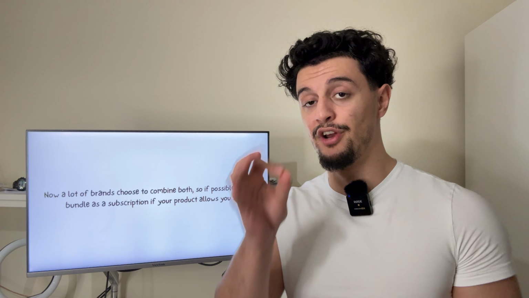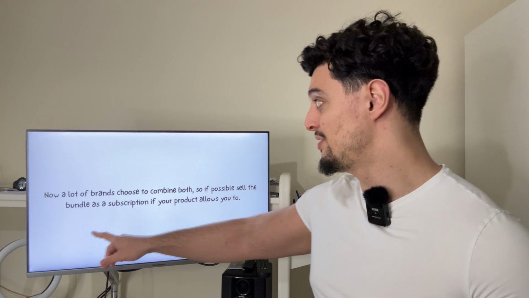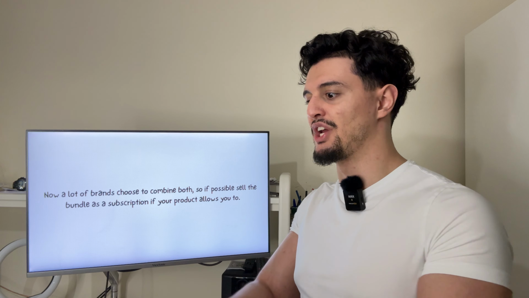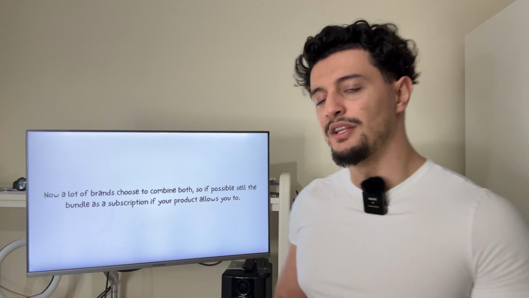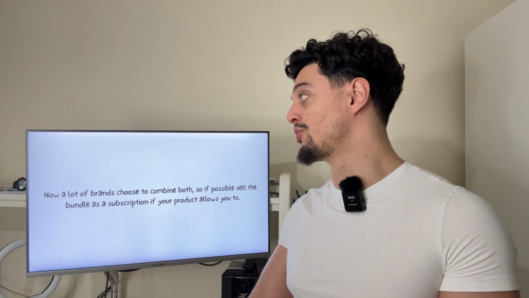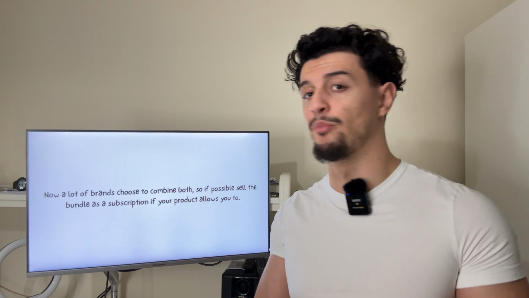So if it's going to cost you around the same to acquire that customer, you might as well just get them to spend more. Now, if you really want to improve your profit margin, what you can do is you can actually combine them both. So you can actually have a bundle as a subscription. Now, of course, it's going to be very product dependent, and some products you just can't do this, right? Some products you can't even do subscriptions. Bundles is going to be a bit more lenient.